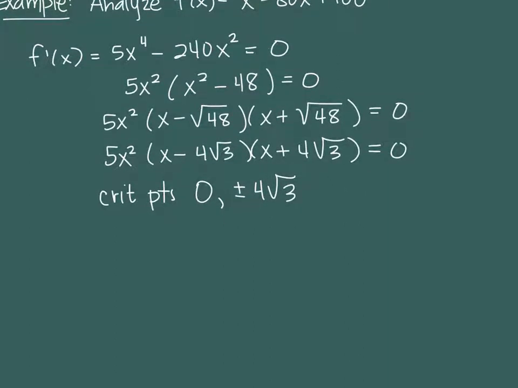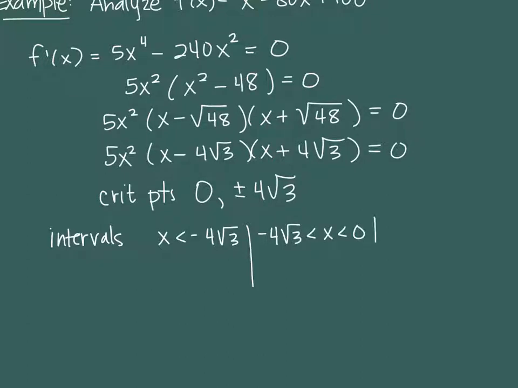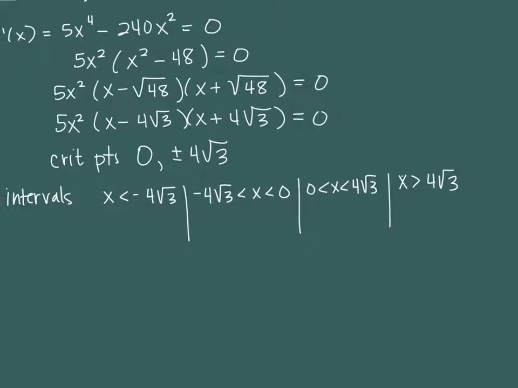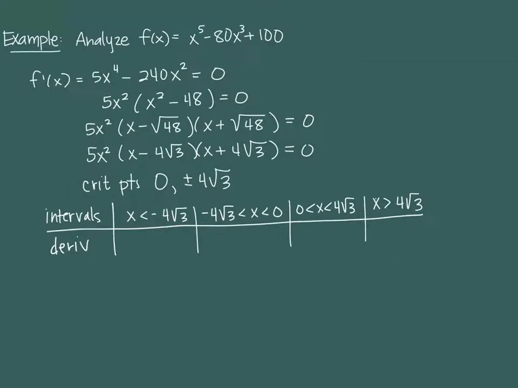And so we would set up some intervals. From x less than negative 4 rad 3, between negative 4 rad 3 and 0, between 0 and 4 rad 3, and greater than 4 rad 3. So we're going to take our 4 intervals, and we're going to look for changes in the derivative.